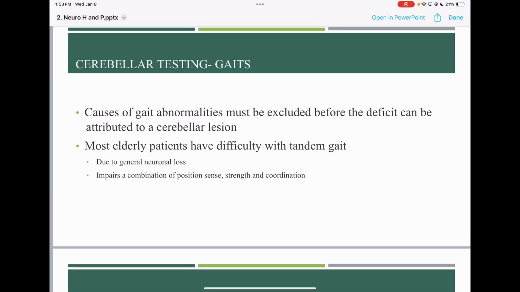The cause of any gait abnormality must be excluded before you say they have a cerebellar lesion. You have to kind of figure out what's going on before you just say, oh, they have a brain problem. Most elderly people will have problems with tandem walking, not because of cerebellar function, just because they have general neuronal loss, problems with position sense, strength. If they don't have any muscle to support themselves when they walk, they're going to have problems with tandem walking.